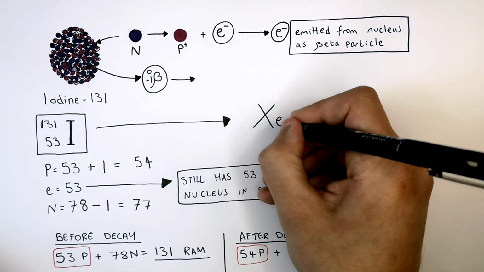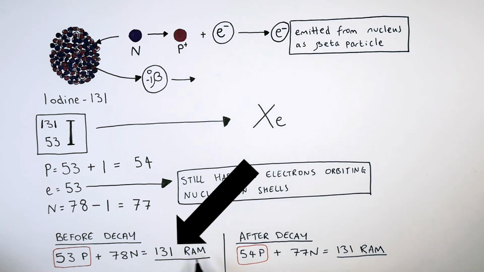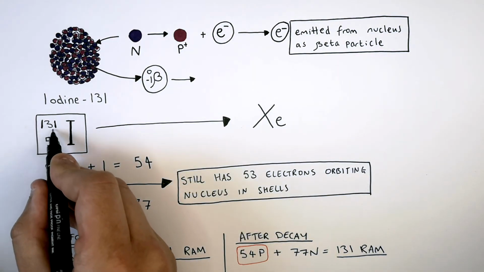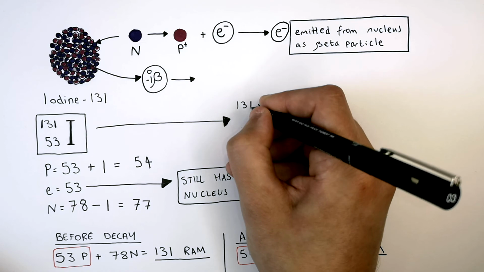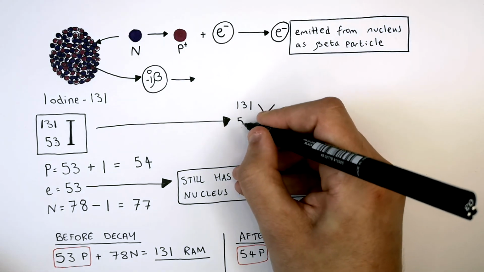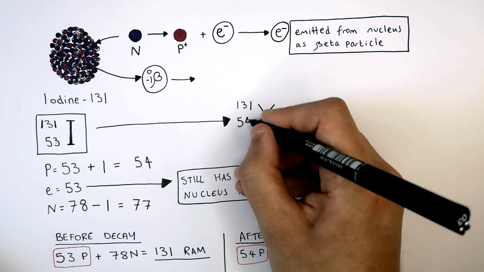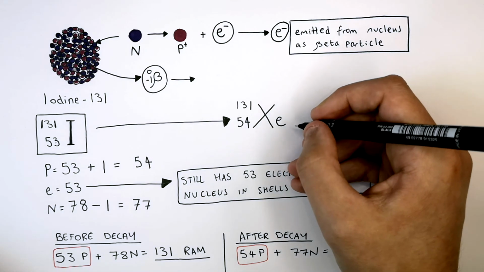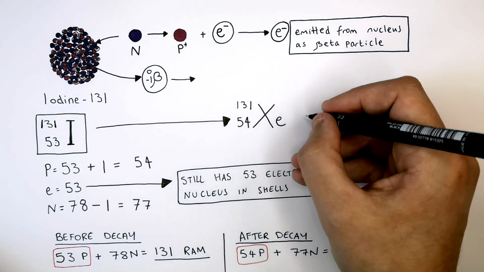Well, remember, the relative atomic mass before and after decay does not change, so the top number remains the same at 131. However, the bottom number does change, because after decay, we've got one more proton in the nucleus of the atom. So that means we've got 54 protons. So this isotope of xenon has 54 protons and a relative atomic mass of 131.